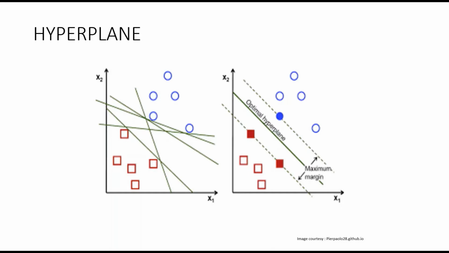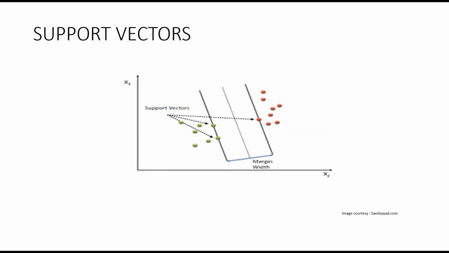These points are more relevant to the construction of the classifier. If you want more clarity on these support vectors, see, it's marked here. Here we have shown the margin width, and you could see some data points which are coming in the margin width. We call them the support vectors.